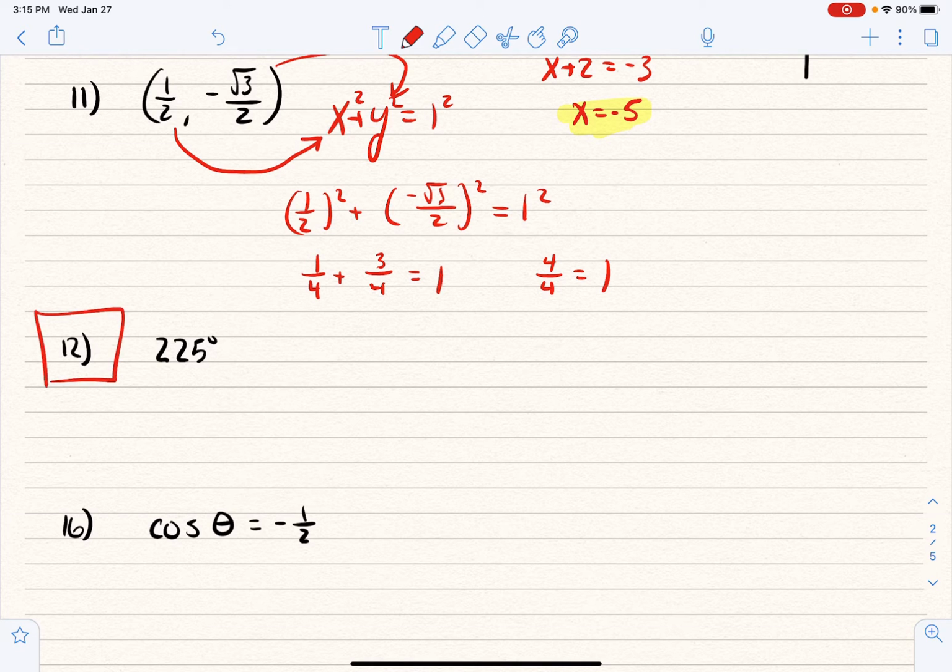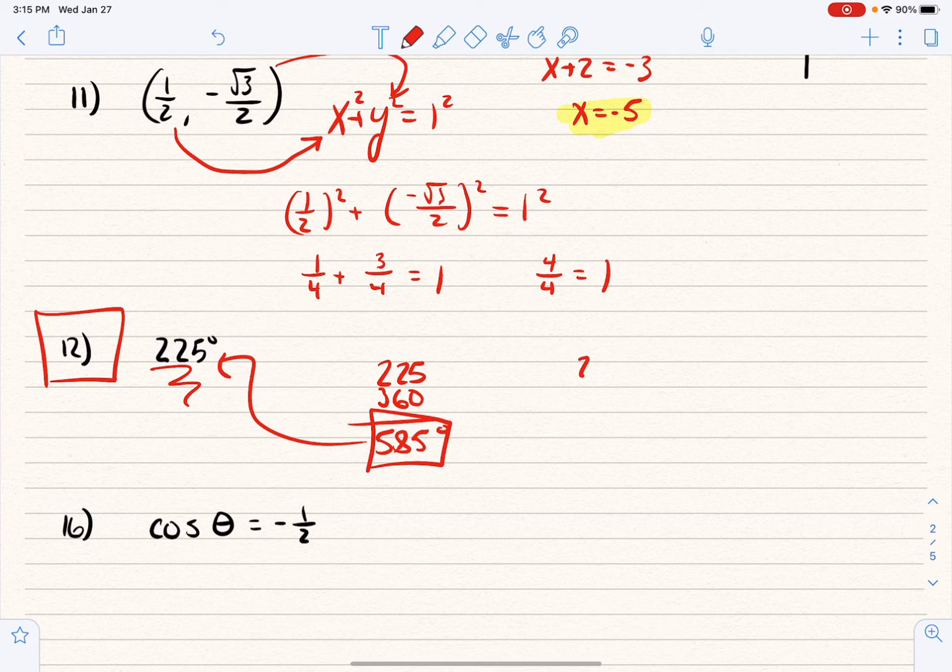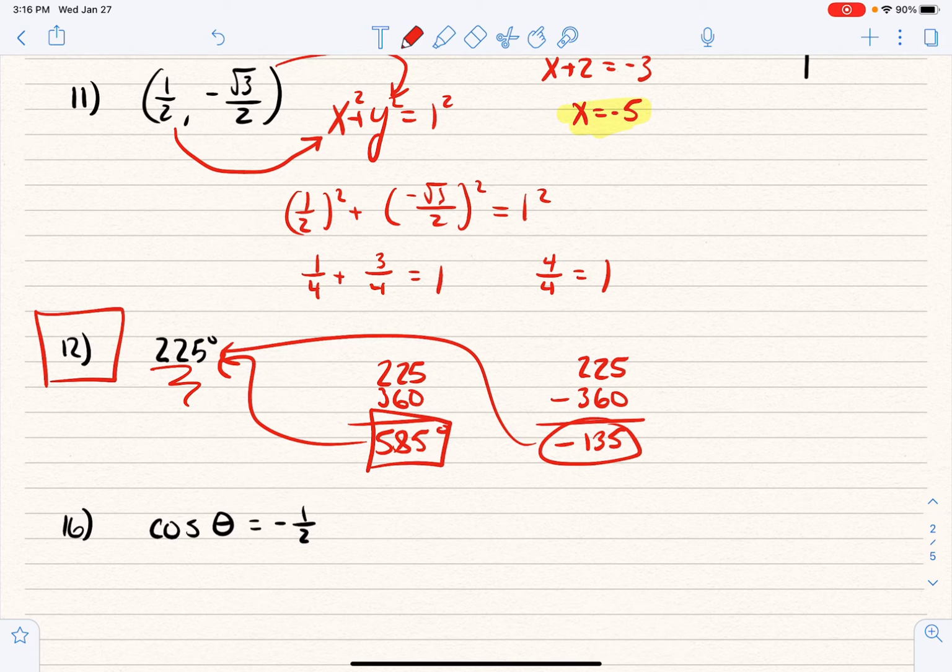Now, number 12, you didn't have to do, so don't be freaking out. But it did ask, what are some coterminal angles to 225? I just wanted to do a quick reminder and review that to find coterminal angles, we would always just either add or subtract any multiple of 360. So if I take 225 and add 360, I get 585, and 585 is coterminal to 225. Or if I take 225 and subtract 360, I get negative 135, and negative 135 is coterminal to 225, which means the angles share the same terminal side.